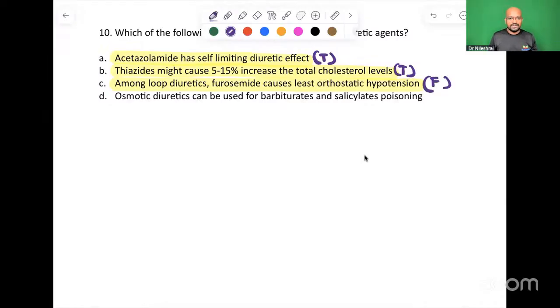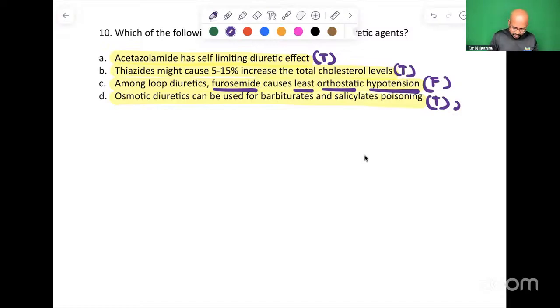Good, the answer is option C. Why? Because furosemide tends to produce most orthostatic hypotension. Out of all the loop diuretics, the drug which causes maximal orthostatic hypotension is furosemide. That's the reason why this statement is false. Whereas osmotic diuretics can be used for barbiturates and salicylate poisoning. Yes, this is a true statement.